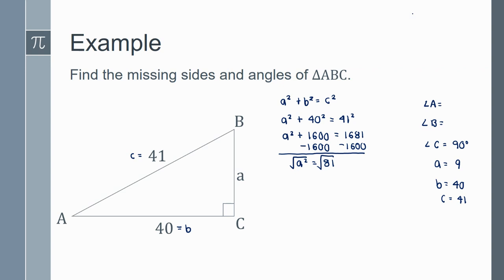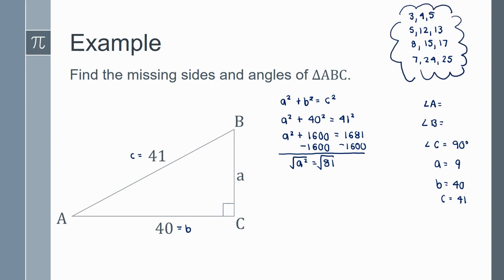So just to remember the other triples, we've got the 3, 4, 5 family. We've got 5, 12, 13. 8, 15, 17. We have 7, 24, 25. Hopefully these numbers are looking familiar from geometry last year. These were the main triples that you probably are familiar with, but 9, 40, 41 is technically another one.